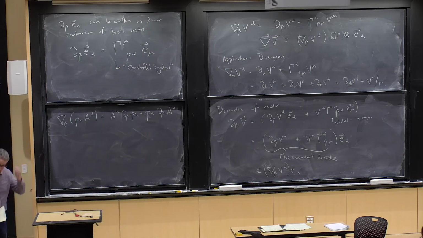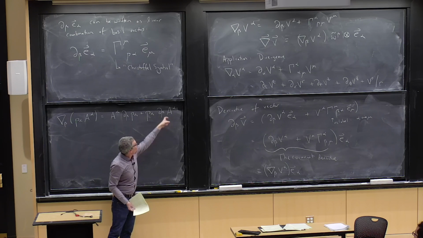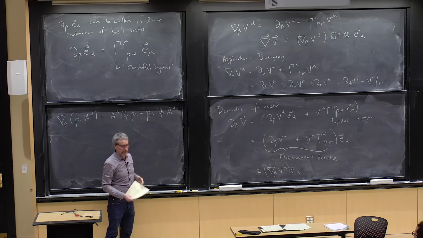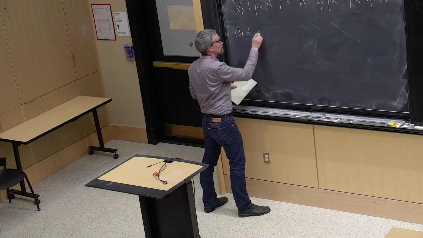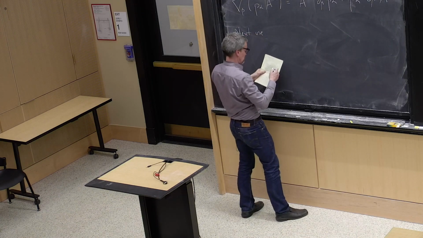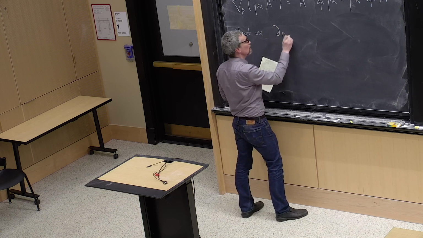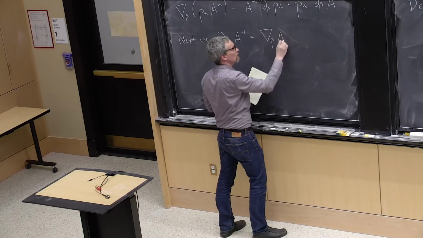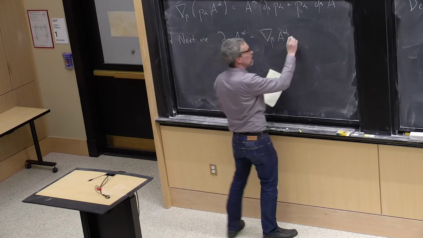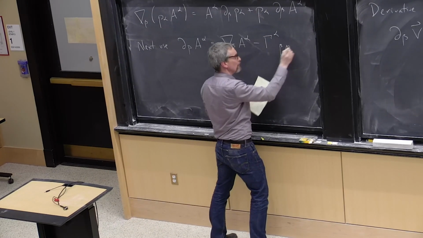Okay, so now what? Well, let's rewrite this using the covariant derivative. Pardon me a second while I get caught up in my notes. Here we are. I can write this as the covariant derivative minus the correction that comes from that Christoffel symbol.